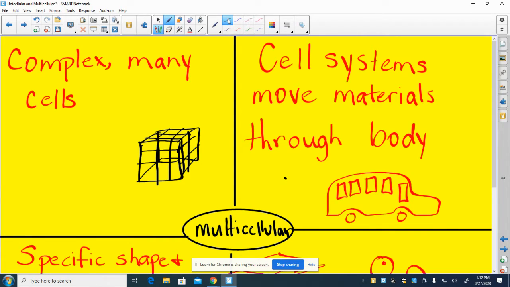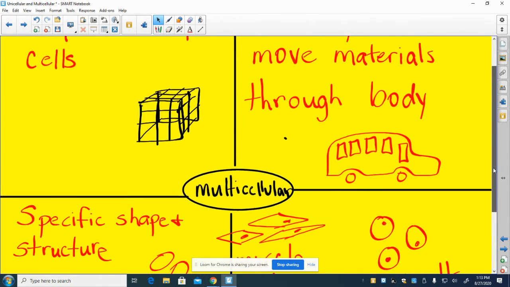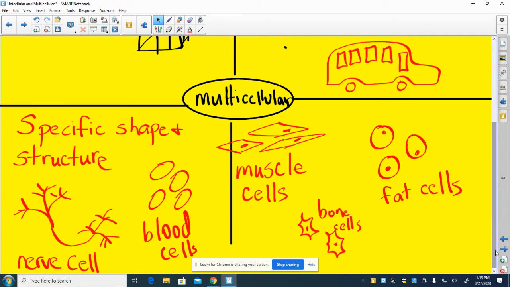In the next box, I want you to write that cell systems move materials through the body. And I drew a little school bus here, because the school bus moves people around our neighborhood. And then we're going to draw the pictures. And I want you to write specific shape and structure here. Make sure you get that written in, because the shape of the nerve cell matters. The shape of these blood cells, and each cell that you're going to draw, their shape and how they're made up, their structure matters.